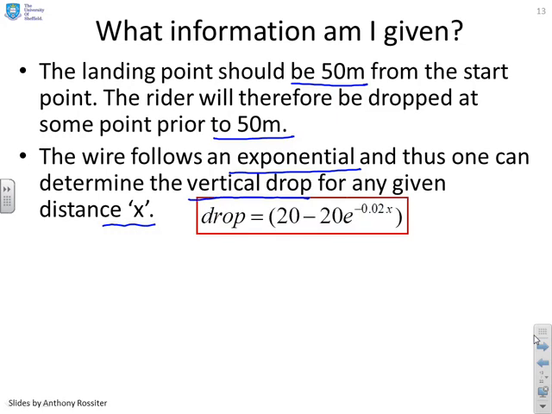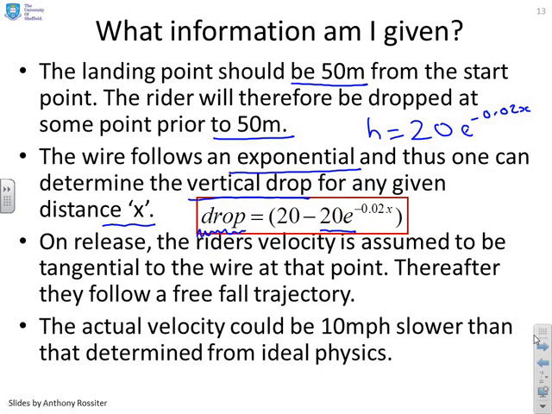Okay? Now here's the equation for the drop. You were given that h equals 20e to the minus 0.02x. So that's the curve for the wire, but the drop basically says is what's the distance that you've gone down from when you started. Well, if you started at 20 when x equals 0 and you're now at this height, then the drop is the difference between the two. So that's information essentially that you've been given. Now on release, the rider's velocity is assumed to be tangential to the wire at that point, and thereafter they're going to follow a free fall trajectory. And the actual velocity could be 10 miles an hour slower than that determined from ideal physics. So that's information you were given as well.